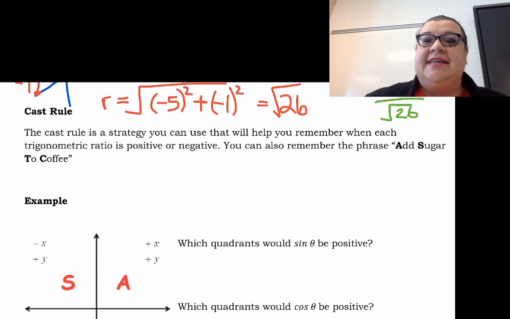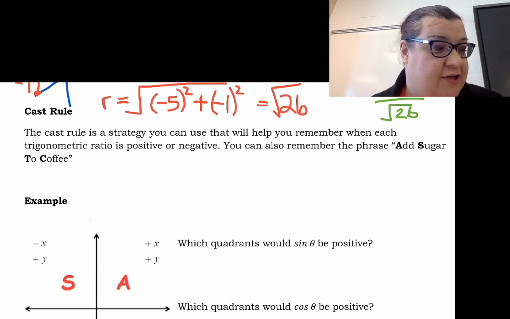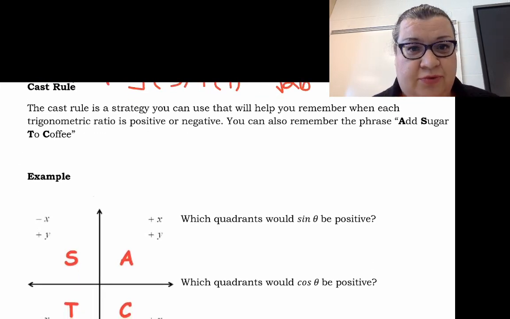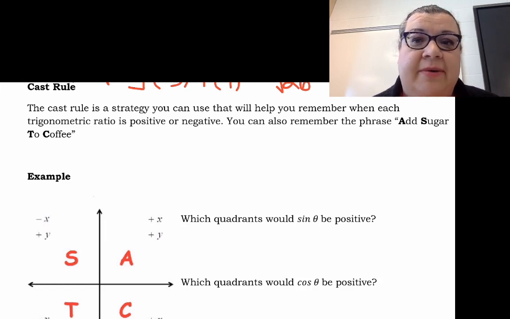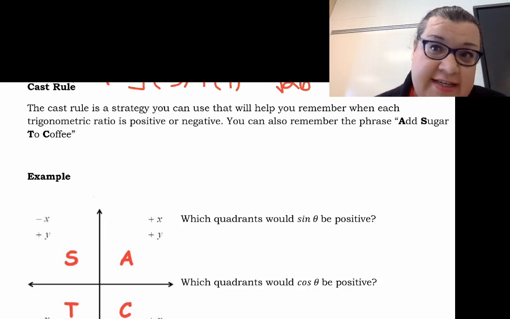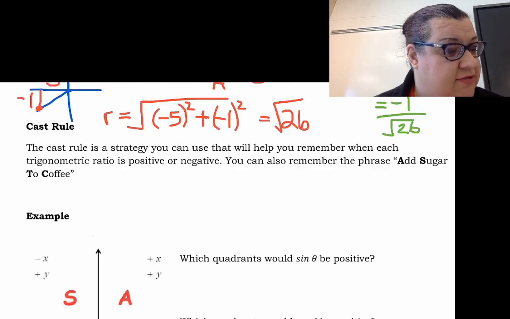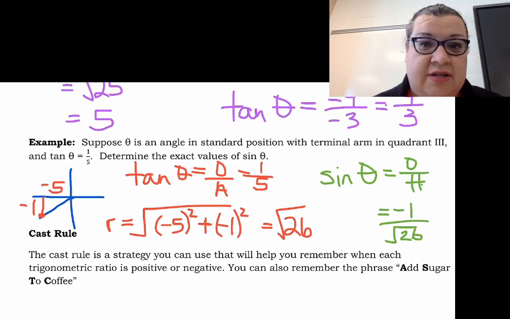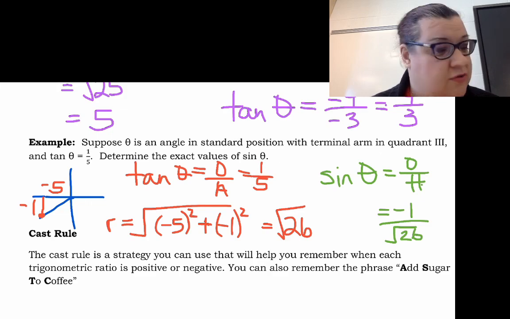So this leads us to something that's helpful to know, which is called the CAST rule. The CAST rule is a strategy that will help you remember when each of the trigonometric ratios is positive or negative, because we've seen that now in a couple of these questions. Here we saw that tan was positive in quadrant 3, because the negative x and negative y canceled out and we're left with a positive. However, the sine of theta was negative 1 over root 26.